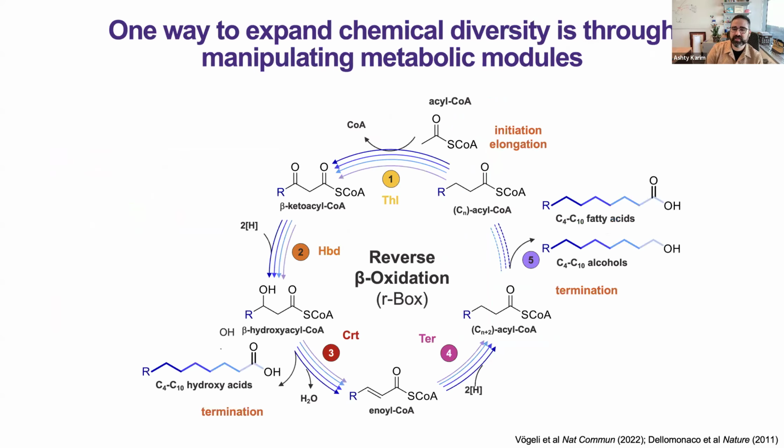And what's interesting about this reverse beta oxidation pathway is it's like a module that can open up many molecules. It makes many medium and long chain fatty acids and alcohols. So you can take an acetyl-CoA as an initiator, and you can stitch those acetyl-CoAs together in the cycle, and then you can terminate the cycle at several different points to get different types of acids and alcohols.